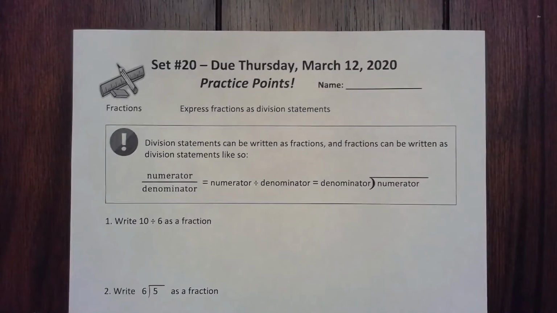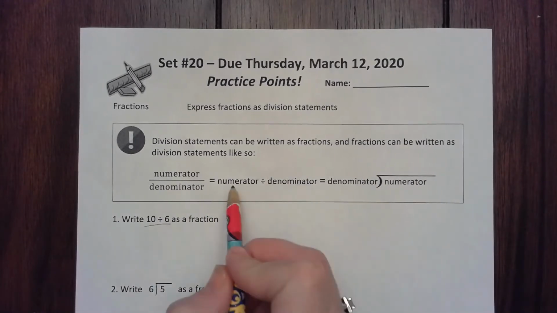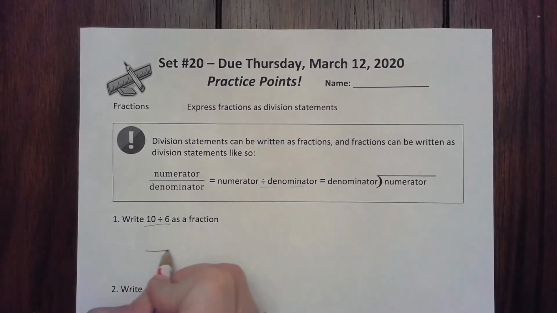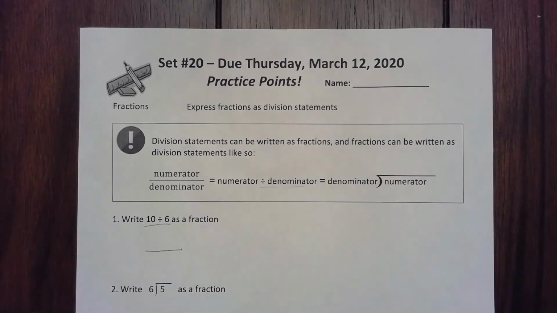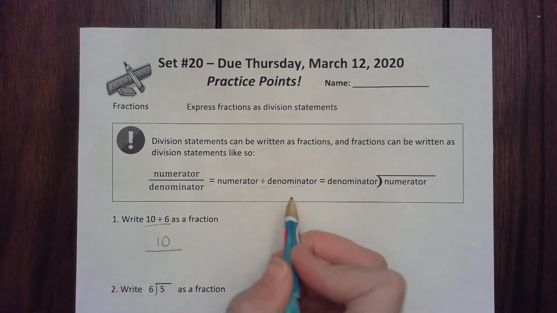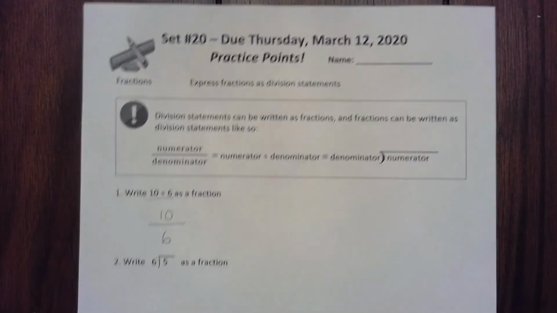So let's go ahead and answer our questions based on that information we just learned. Write 10 divided by 6 as a fraction. Okay, well first I'm going to take this information and look up here. This original statement looks like this middle statement here. If I want to turn it into a fraction, I know I'm going to have to put my line to divide my numerator from my denominator. And then if I look at the rule, numerator goes on top and denominator goes on the bottom. So my answer is 10/6.